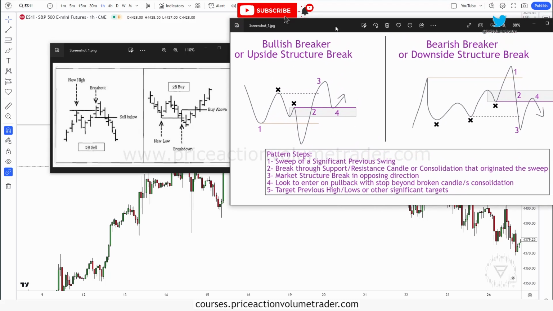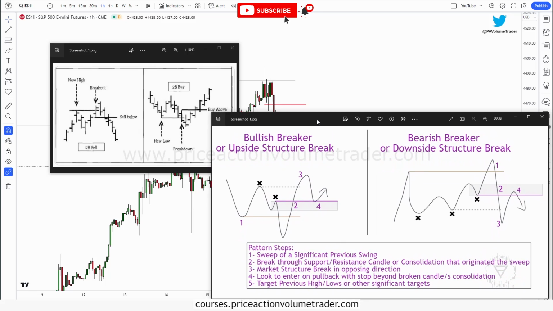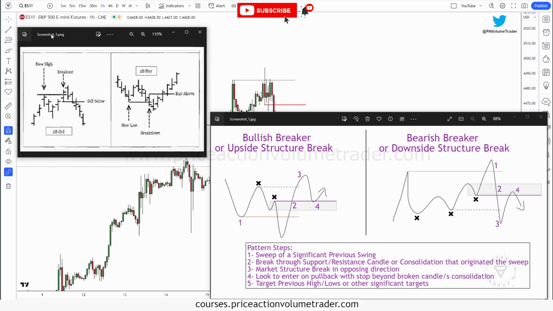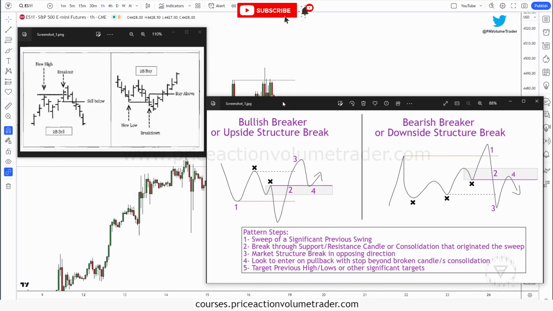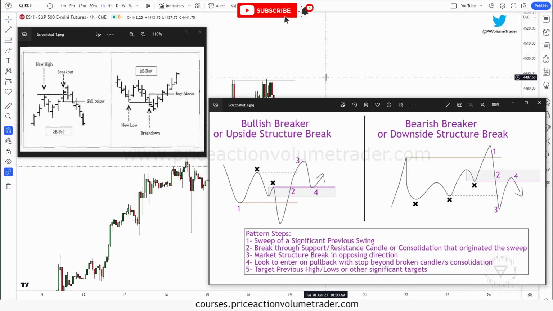Then also here, this is actually a graphic that I made when I made a video talking about breakers on YouTube. This is basically from ICT. But as you can see, all the concepts that traders like ICT talk about are basically just different interpretations or different names of things that have already existed.